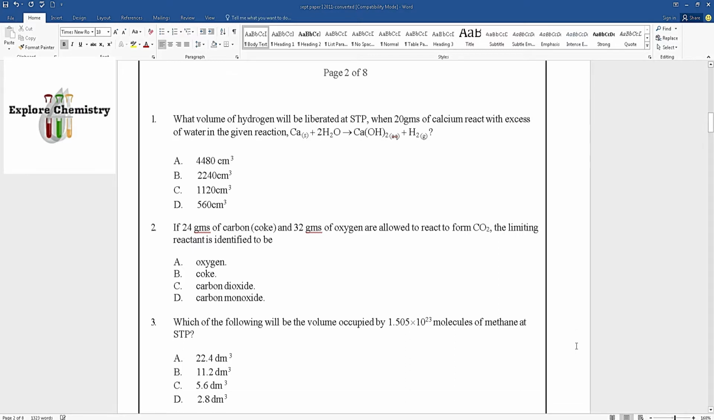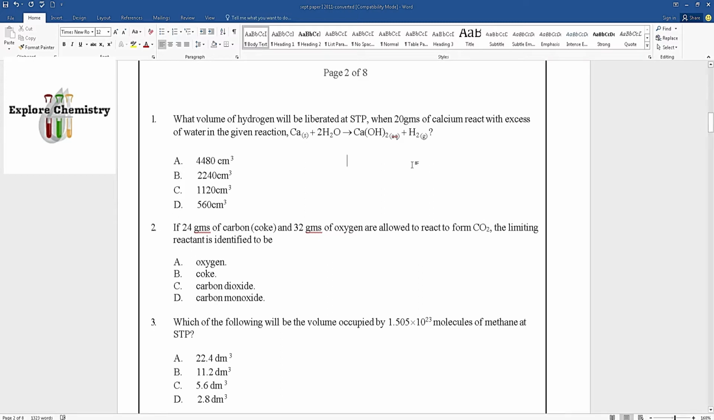Question number 1 is: what volume of hydrogen will be liberated at STP when 20 grams of calcium react with excess of water in the given reaction, and this is the equation for the reaction. Now you need to find out the volume of hydrogen. If you need to find out the volume of hydrogen, you need to find moles of hydrogen which are producing in this reaction, because we have a relationship between moles and volume.